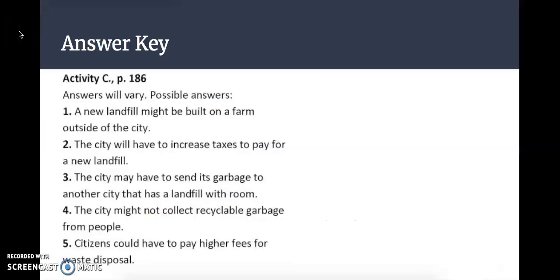Here is the answer key for Activity C. Depending on what answers you gave, it will be different to the ones that you see on the answer key. But pause the video and check your answers.